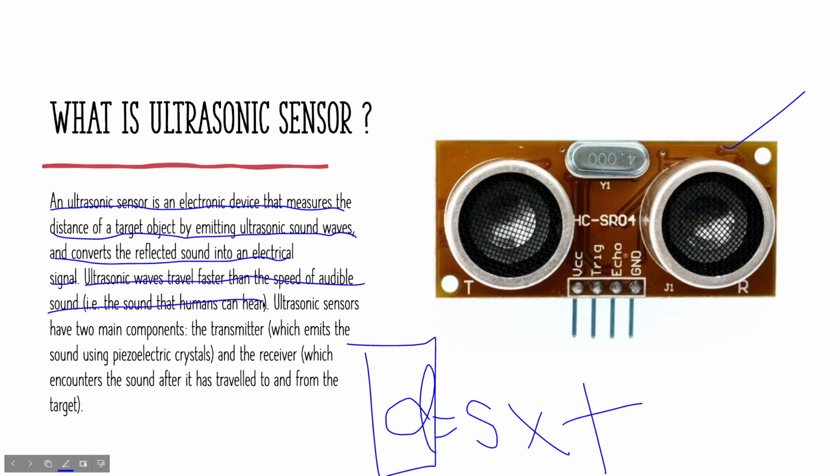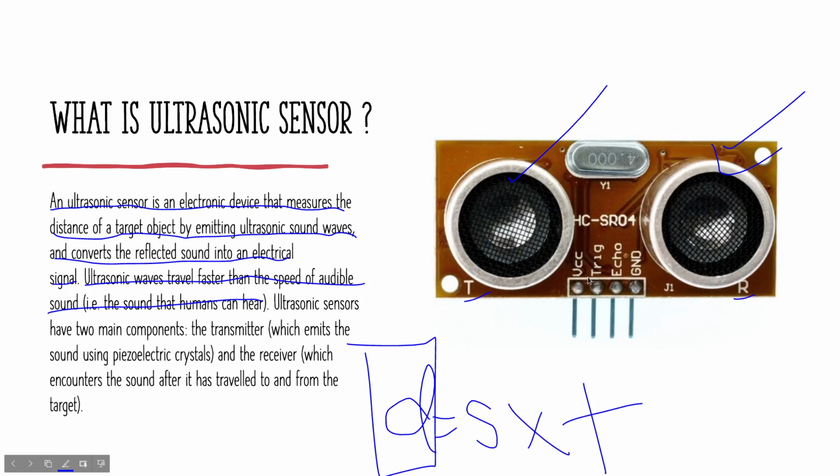So yeah, this is the thing. Ultrasonic waves travel faster than the speed of audible sound, the sound that humans can hear. Now it has two main components, this and this. This is known as the transmitter, and this is known as the receiver. If you forget which one is which, you can just remember T for transmitter, R for receiver.